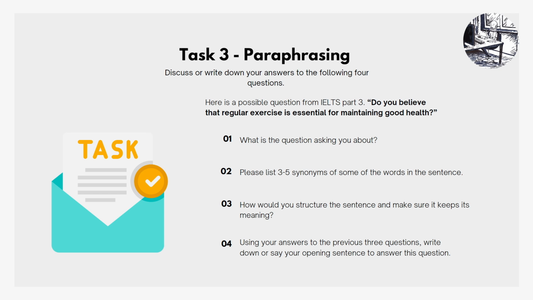List 3 to 5 synonyms of some of the words in the sentence. You don't have to use that many, but it's better the more that you know. If you use 1, 2 or 3 synonyms, that's absolutely fine. If you can list more, no problem, that's okay. How would you structure the sentence and make sure it keeps its meaning? And using your answers to the previous 3 questions, write down or say your opening sentence to answer this question.